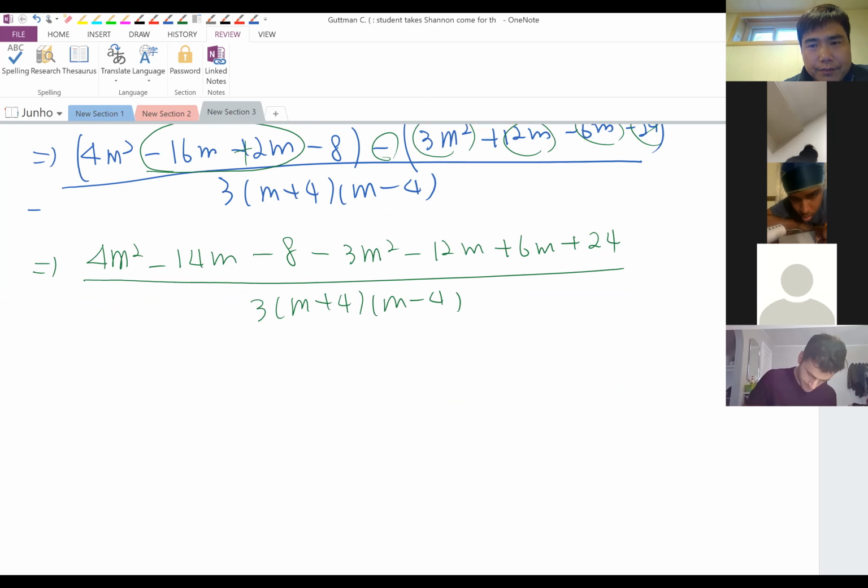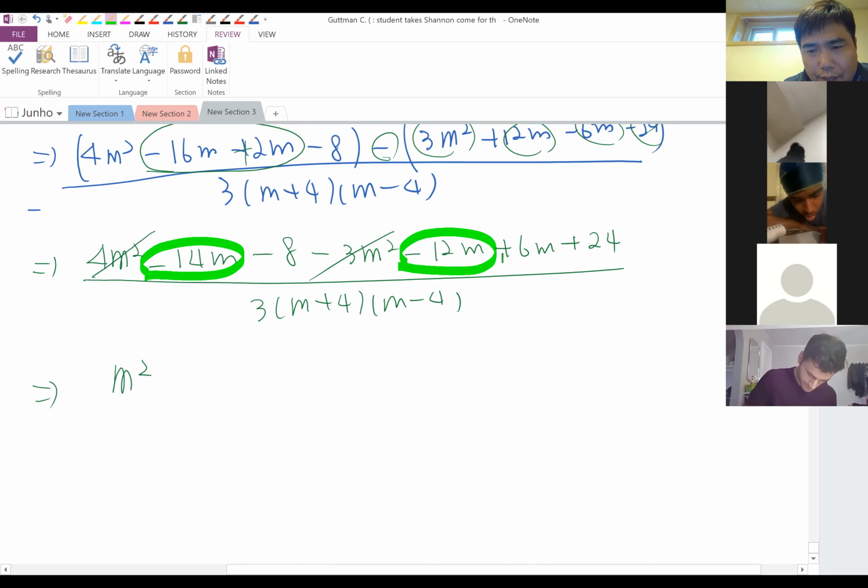Now simplify. This becomes m squared minus 20m, minus 14m minus 12m plus 6m, minus 20m. Oh, okay, then Andrew maybe was right. Minus 20m, and minus 8 plus 16, plus 16. Yes, over 3m plus 4 and m minus 4.